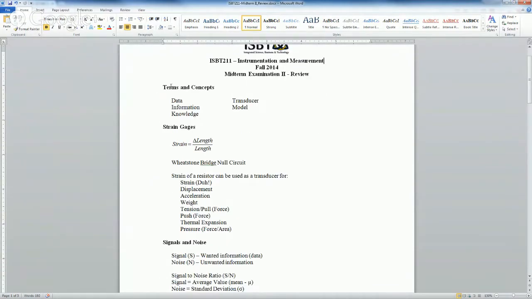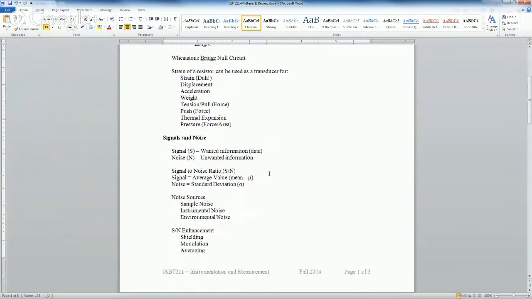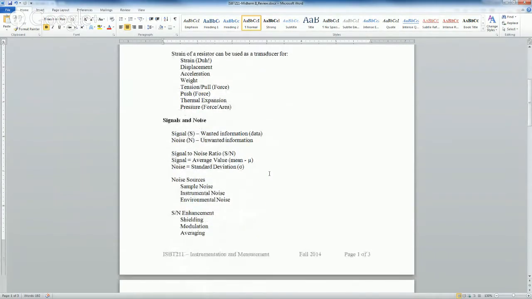We're still talking about the terms and concepts that we've been talking about all semester. How do data, information, and knowledge weave together with the transducer and model? How do we go about doing that? The things that we have not talked about yet on the exam start with strain gauges. And again, the exam is open notes, open everything, just not open partner. So hopefully you have some definitions for what all these strain gauge terms mean. We talked about signals and noise. We had a laboratory session on both strain gauges and signal to noise using LabVIEW, if you recall.